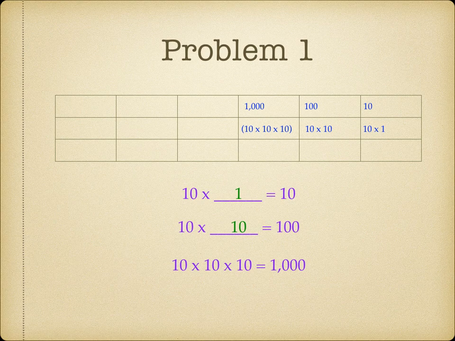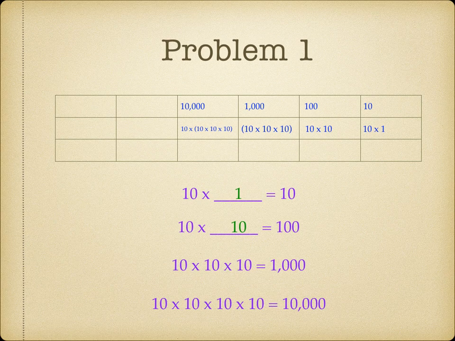Well, what if we wanted to use only 10 as a factor to get 10,000? That would be 10 times 10 times 10 times 10 equals 10,000. We're going to add that up on our chart as well. So how many zeros are in our product of 10,000? Well, you'll notice that there are 4 zeros in 10,000.